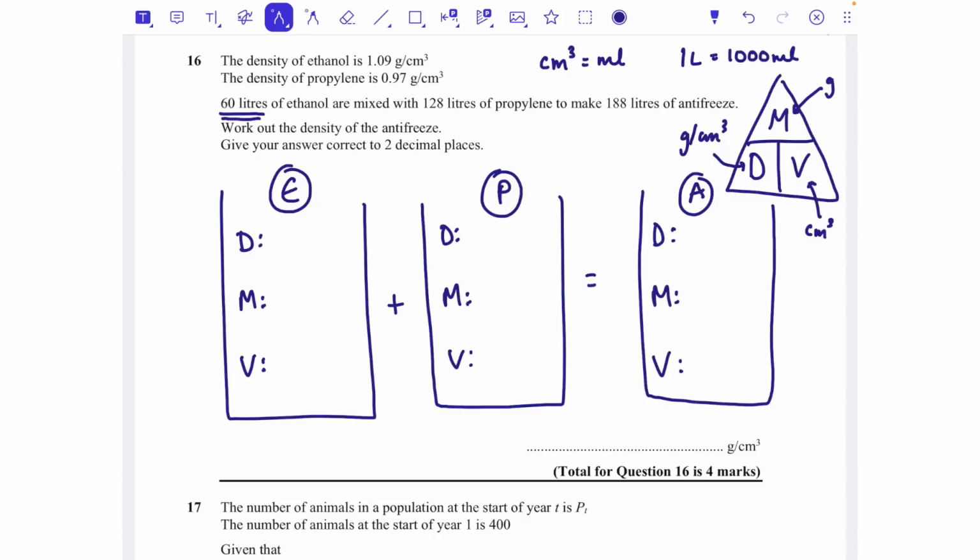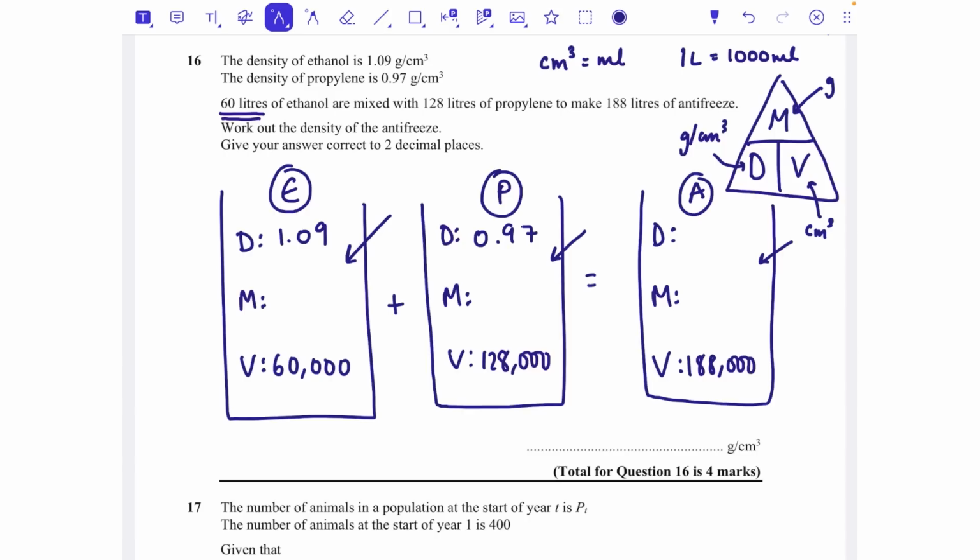So our density of ethanol is 1.09 and our density of propylene is 0.97. 60 litres, we've said that's 60,000 millilitres or 60,000 centimetres cubed, and then the propylene we know is going to be 128,000, same method, centimetres cubed, to make 188,000 millilitres or centimetres cubed of antifreeze. Work out the density of the antifreeze. So we're going to start by getting the mass of ethanol, then get the mass of propylene, and that will allow us to add them together and get the mass of the antifreeze.